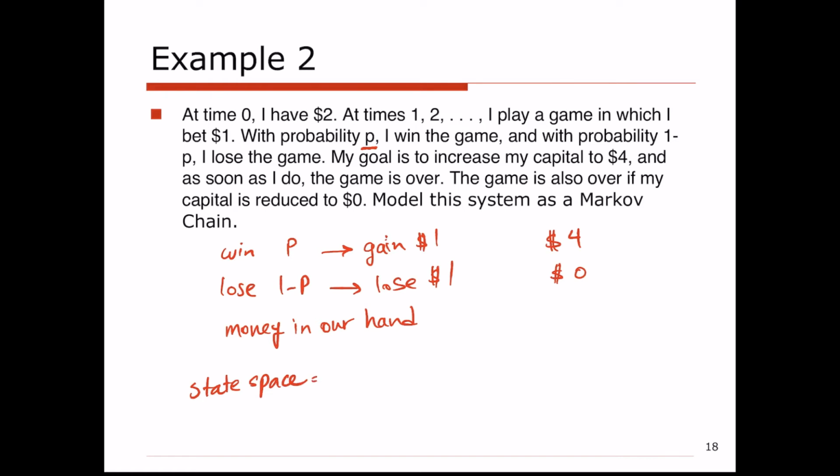The possible amounts of money that we can have in this system are obviously $0 if we lose everything, $1, $2, $3, and $4. We know that when we get to $4, we quit, so we are not going to go to $5, $6 or more. And when we get to $0, we lose everything, so we can't continue the game either. All these possible values between 0 and 4 are possible amounts of money that we can have in our hand, and they form the state space of this system.